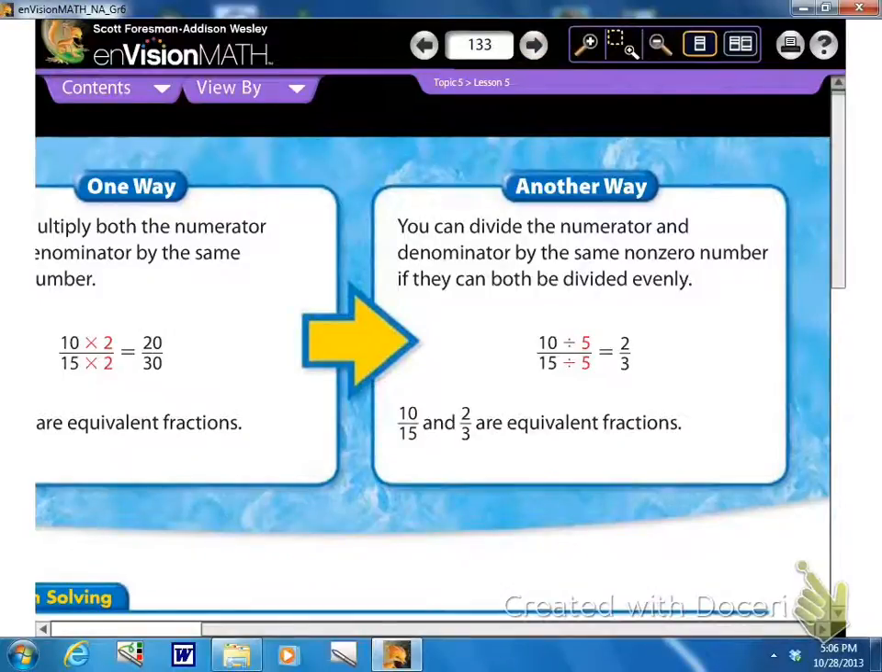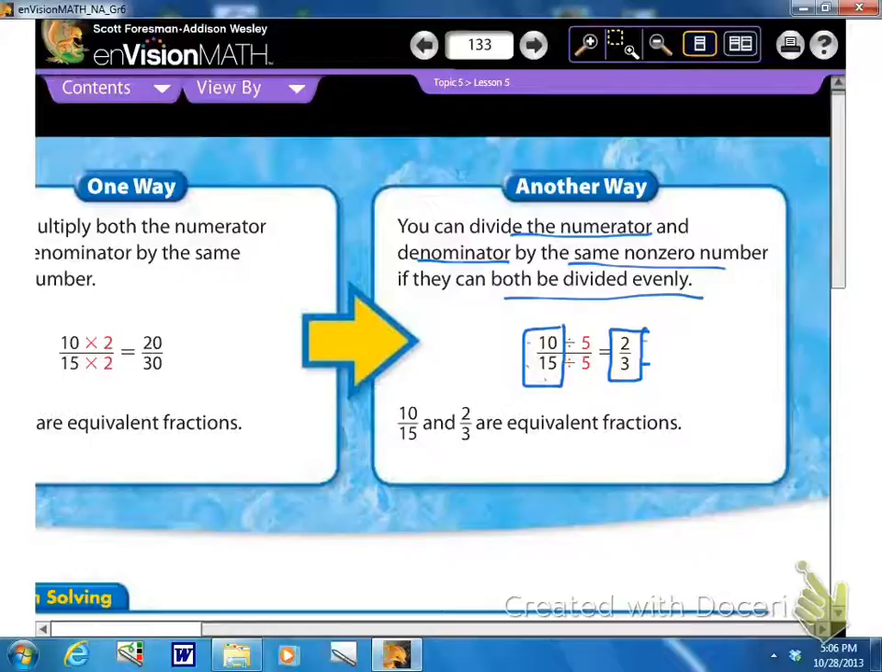Another way is that you can divide the numerator and the denominator by the same non-zero number, if they can both be divided evenly. So you have to find a number that both the numerator and the denominator are divisible by. In this case, we know 10 and 15 are divisible by 5. So we divide 10 by 5 and get 2, and we divide 15 by 5 to get 3. So 10/15 is equal to 2/3. So basically we just reduced or simplified this fraction.